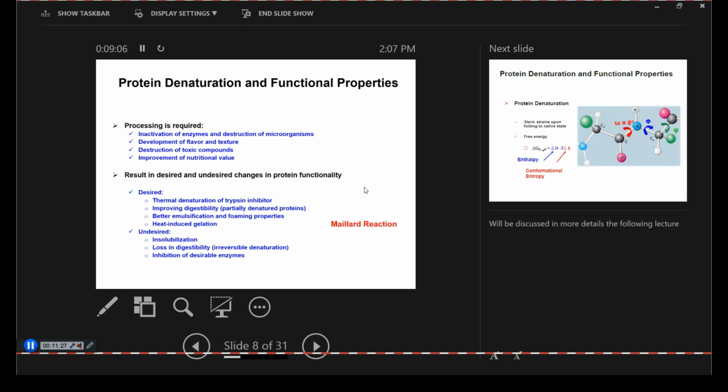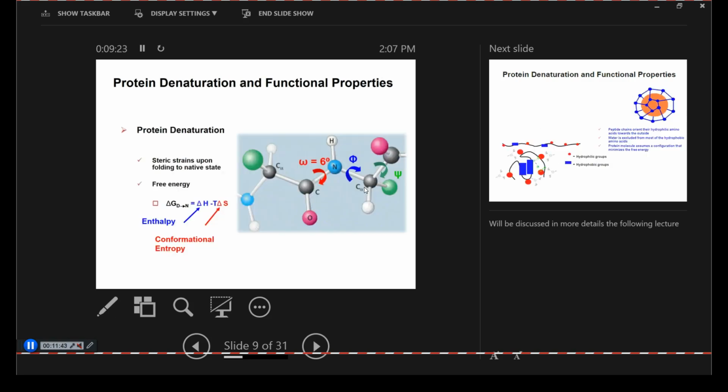Okay, so we process food for multiple reasons, and the impact on the protein is sometimes good and sometimes not good. And the impact on protein mostly has to do with its denaturation, changes in the protein structure. So just a reminder about protein denaturation in terms of changes in the native structure. So we know that when the polypeptide is formed, you have a lot of free energy. So the free energy and that is an unstable state.